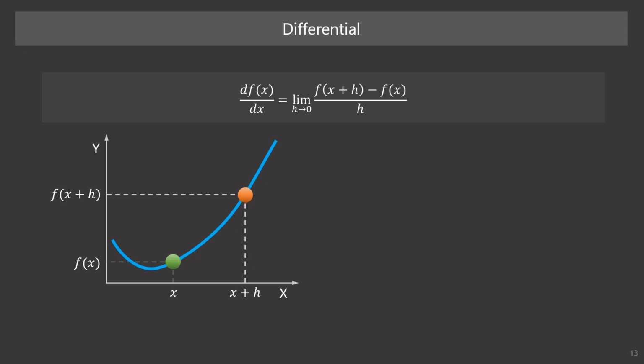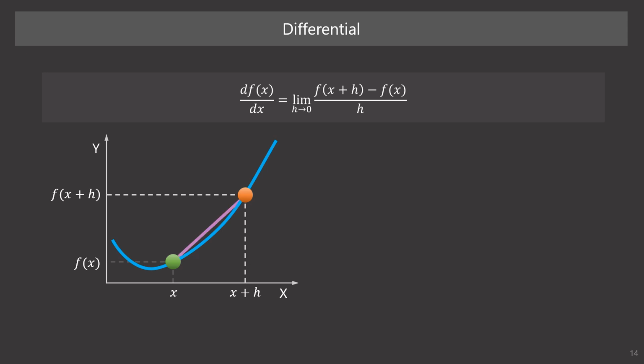Let's look at this curve. This curve depicts combinations of x and y in a function. There are 2 points whose x-coordinates are x and x plus h, respectively. Suppose the x value changes from x to x plus h, so the x value changes by h. It is a move from the green point to the orange point.